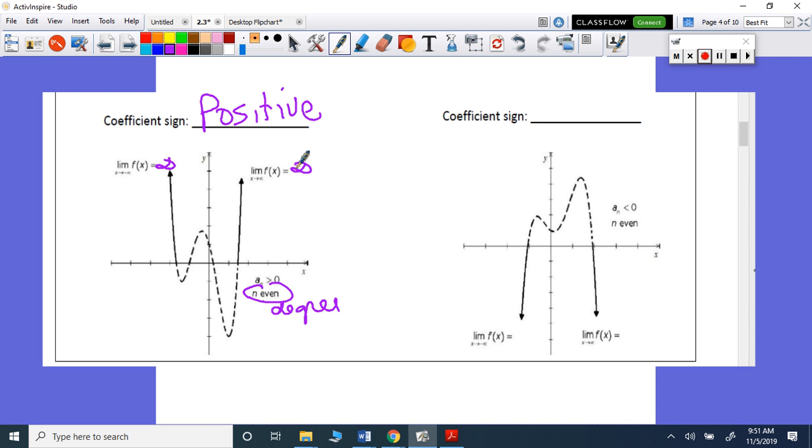And you shouldn't be surprised that a negative coefficient out front flips it. Are you laughing because I wrote the negative sign? It's hard to talk and write. You ought to try it up here. So again, we still have an even degree, but our coefficient is negative. So what are both of those limits approaching? As x is approaching negative infinity, what are we doing with y?